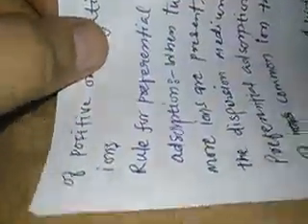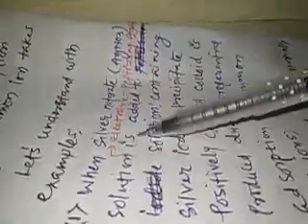Whenever there is a preferential adsorption, there is a rule. So what is the rule for the preferential adsorption? Let us see the rule. When two or more ions are present in the dispersion medium, preferential adsorption of the common ion takes place. So let us understand with an example.